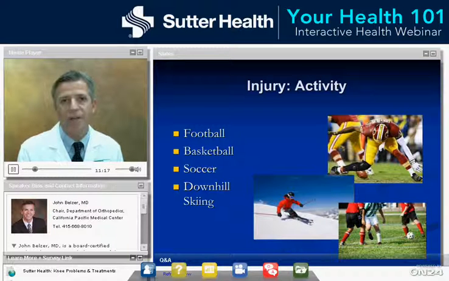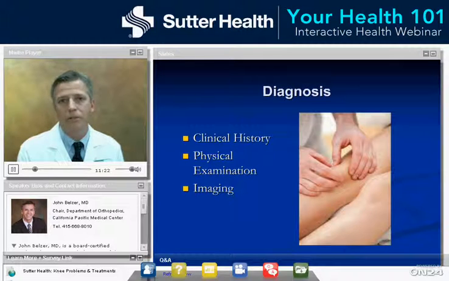So how is the diagnosis made? Well, diagnosis is made by three arms. One is clinical history, one is physical examination, and one is imaging.